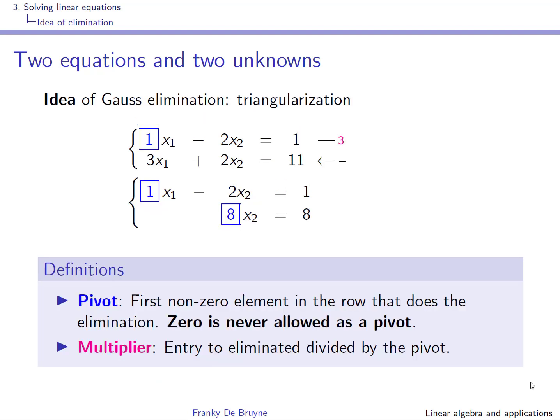Some definitions here. We have already defined the pivot, and the pivot is a non-zero element that is used to do the elimination, and you see that this pivot is used to produce the zeros below the pivot. Then you have the multiplier. In this case the multiplier is 3, and it's the entry that needs to be eliminated, this one here, divided by the pivot, and this produces 3.